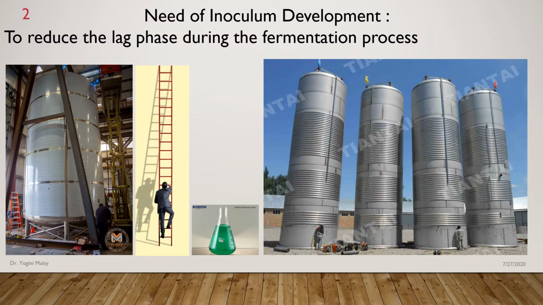But when we think about industry level fermentation tanks, such big tanks, fermenters are available and we have to inoculate in this tank. Now just imagine, are we going to climb on a ladder and then inoculate into these fermenters? No, this is not possible, isn't it? So for this purpose there has to be a particular process, and that is known as inoculum development.